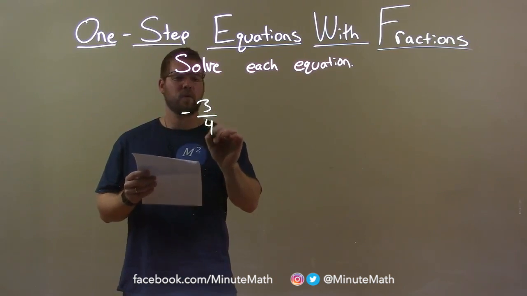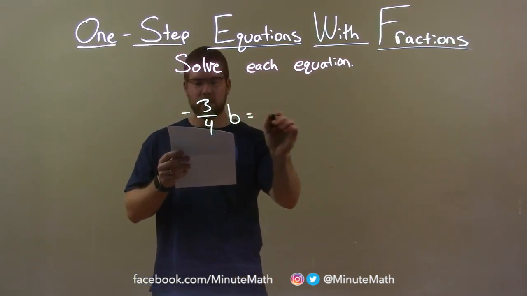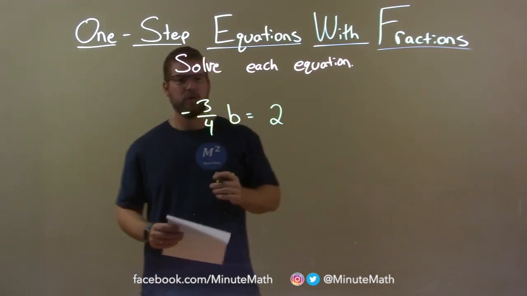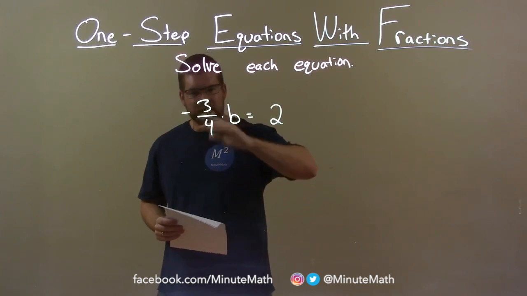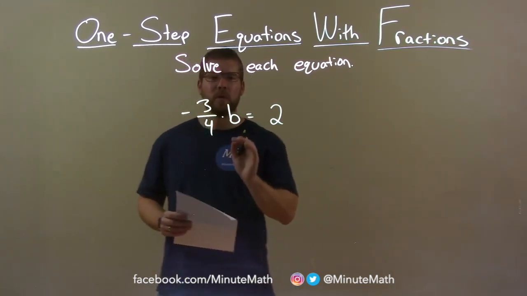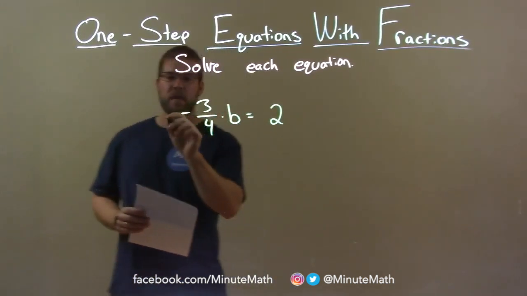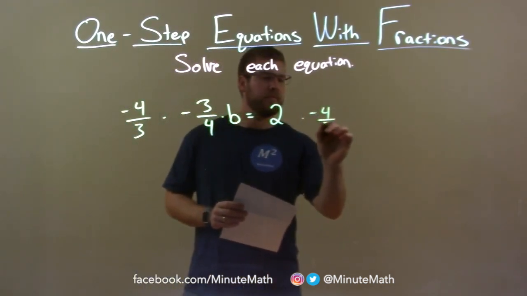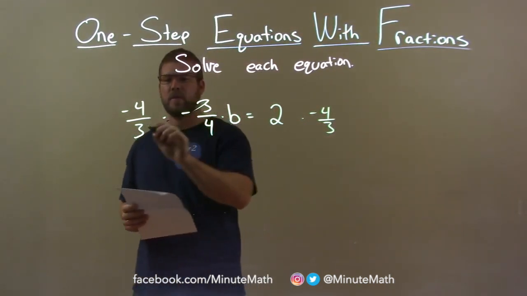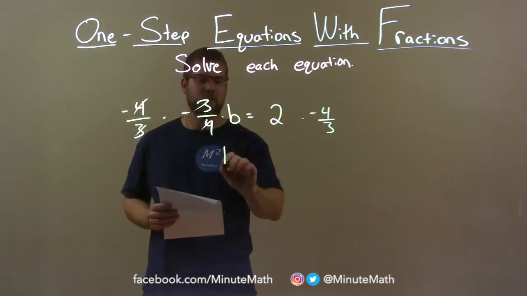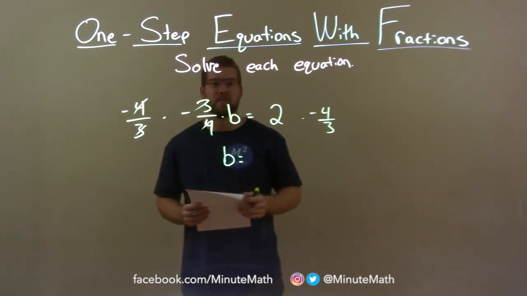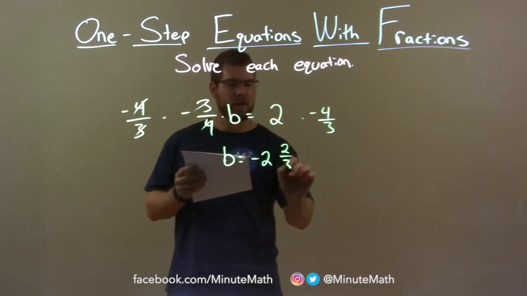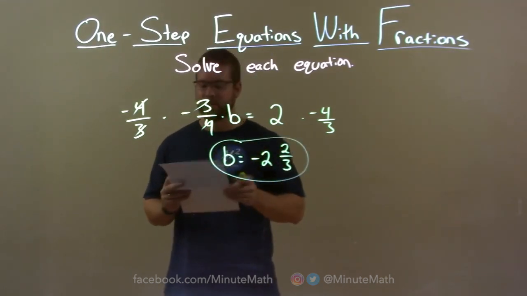Negative 3/4 times b equals 2. Well, I want to get b by itself. Negative 3/4 is being multiplied right up front. To eliminate that negative 3/4, I want to multiply both sides by the reciprocal, right? The reciprocal is negative 4/3. This eliminates it: the 3's cancel, the 4's cancel, and the minus sign cancels, giving me b by itself on the left. Now 2 times negative 4/3, when we simplify that, we get negative 2 2/3, and there is our final answer.